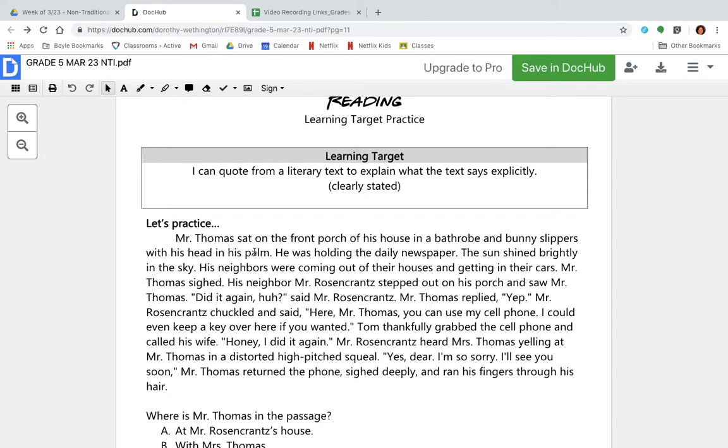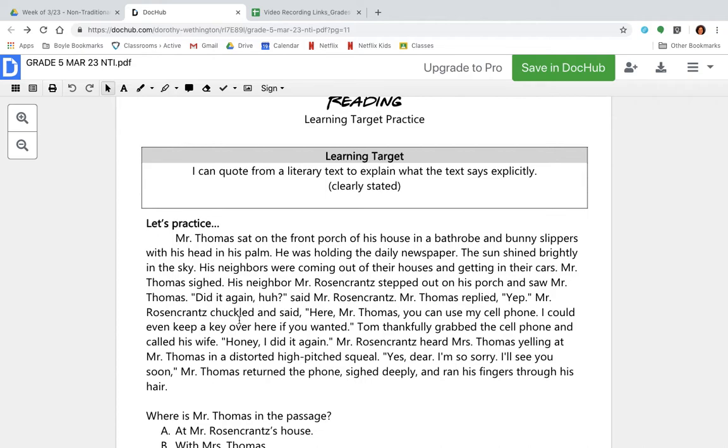Mr. Thomas sat on the front porch of his house in a bathrobe and bunny slippers, with his head in his palm. He was holding the daily newspaper. The sun shined brightly in the sky. His neighbors were coming out of their houses and getting in their cars. Mr. Thomas sighed. His neighbor, Mr. Rosencrantz, stepped out on his porch and saw Mr. Thomas. "Did it again, huh?" said Mr. Rosencrantz. Mr. Thomas replied, "Yep."